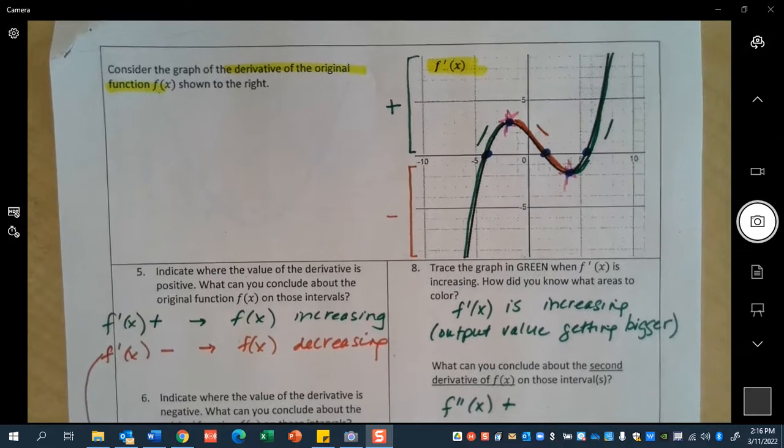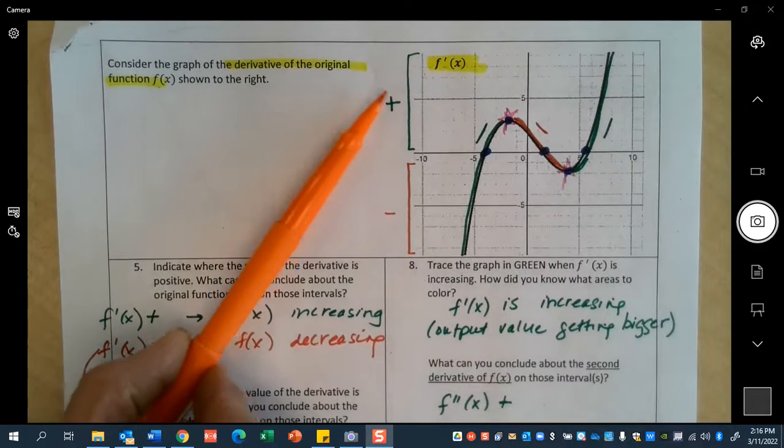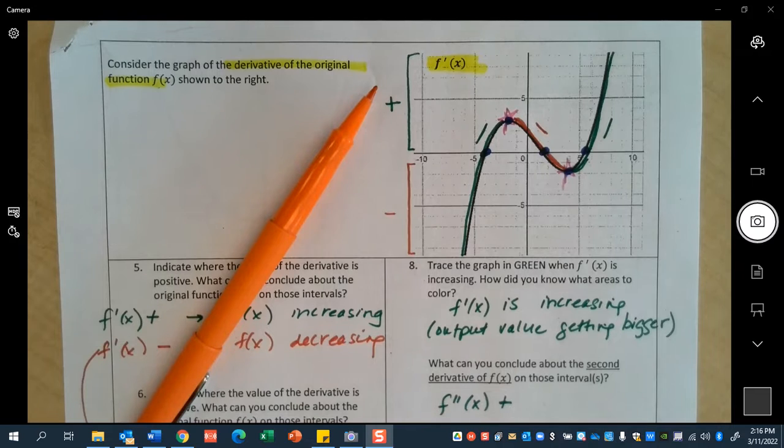So this top part of the graph here is where my derivative is positive. This bottom part of my graph is where my derivative has a negative value. Each of these intervals is where my original function is increasing, and each of these intervals is where my original function is decreasing. We're okay with that, right? Am I okay with that?